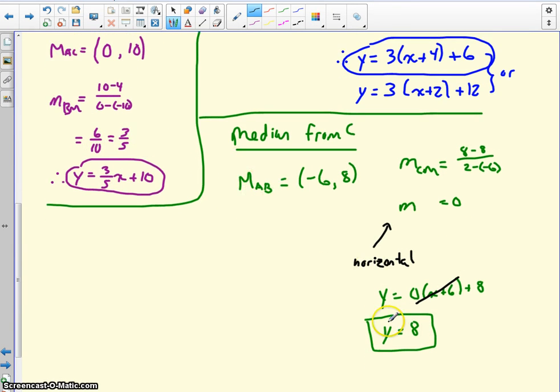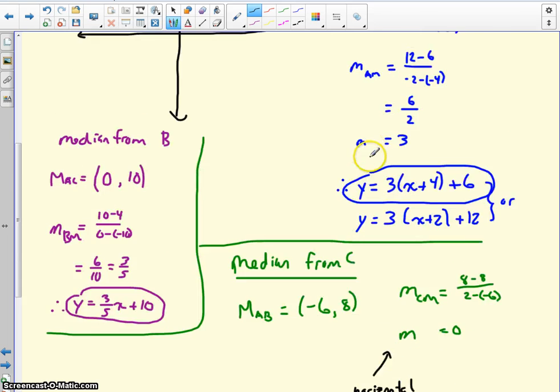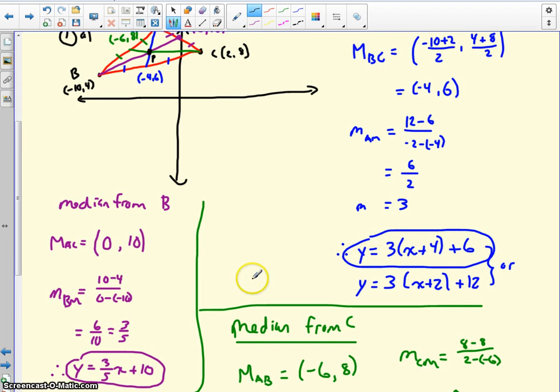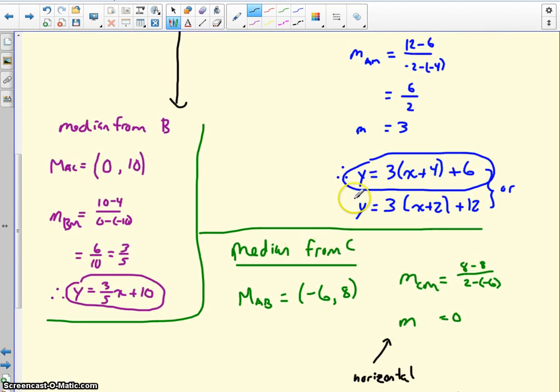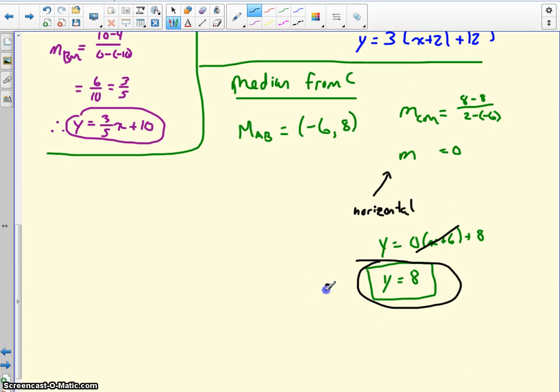So I'm going to choose to take this one, y equals 8, because that one looks very easy to work with. And I'm going to choose to take this one up here, the median from A, the 3 bracket x plus 4 plus 6, because there's no fractions in it. If you prefer not to deal with brackets, you want to deal with the purple one, that's fine. But I'm going to choose to work with 3 bracket x plus 4 plus 6 as one equation, and y equals 8 for my other equation. I'm going to try and find the point of intersection between those.